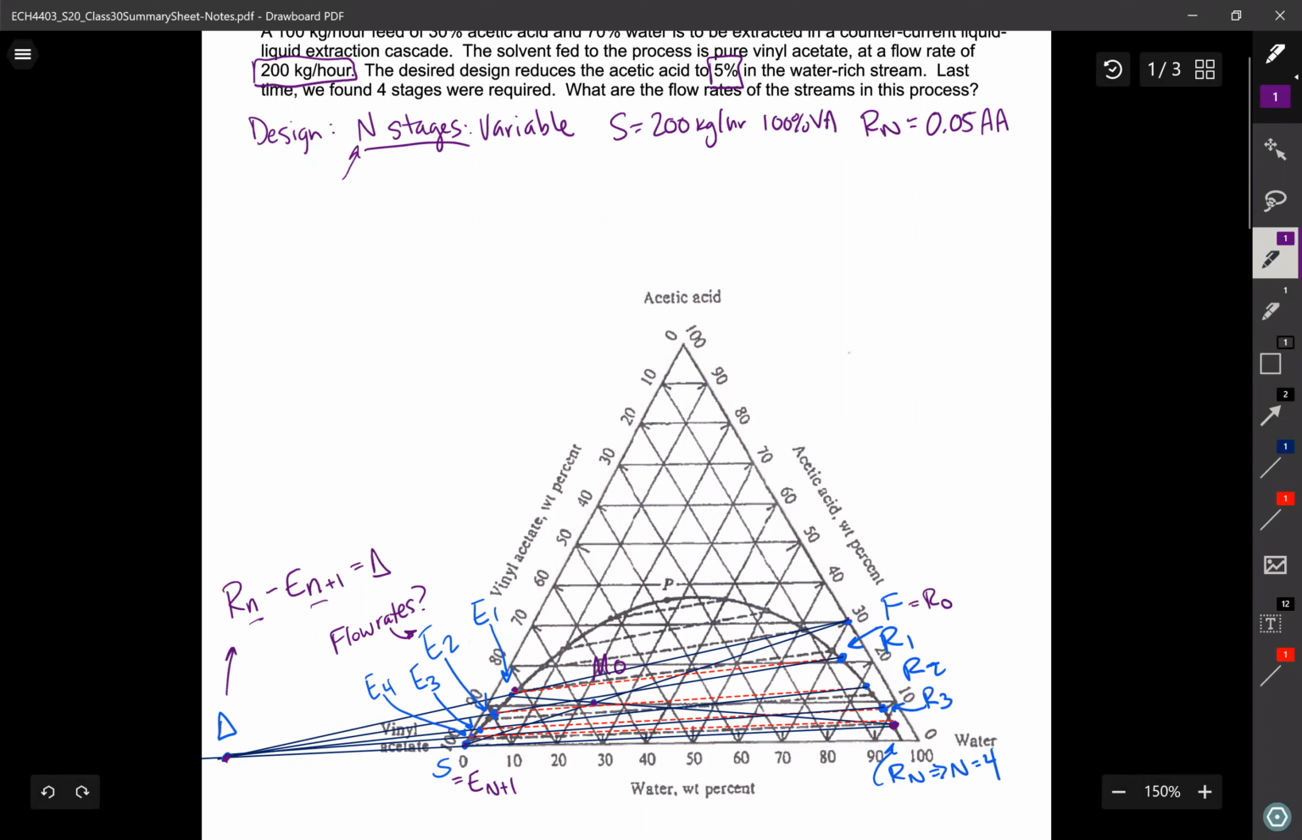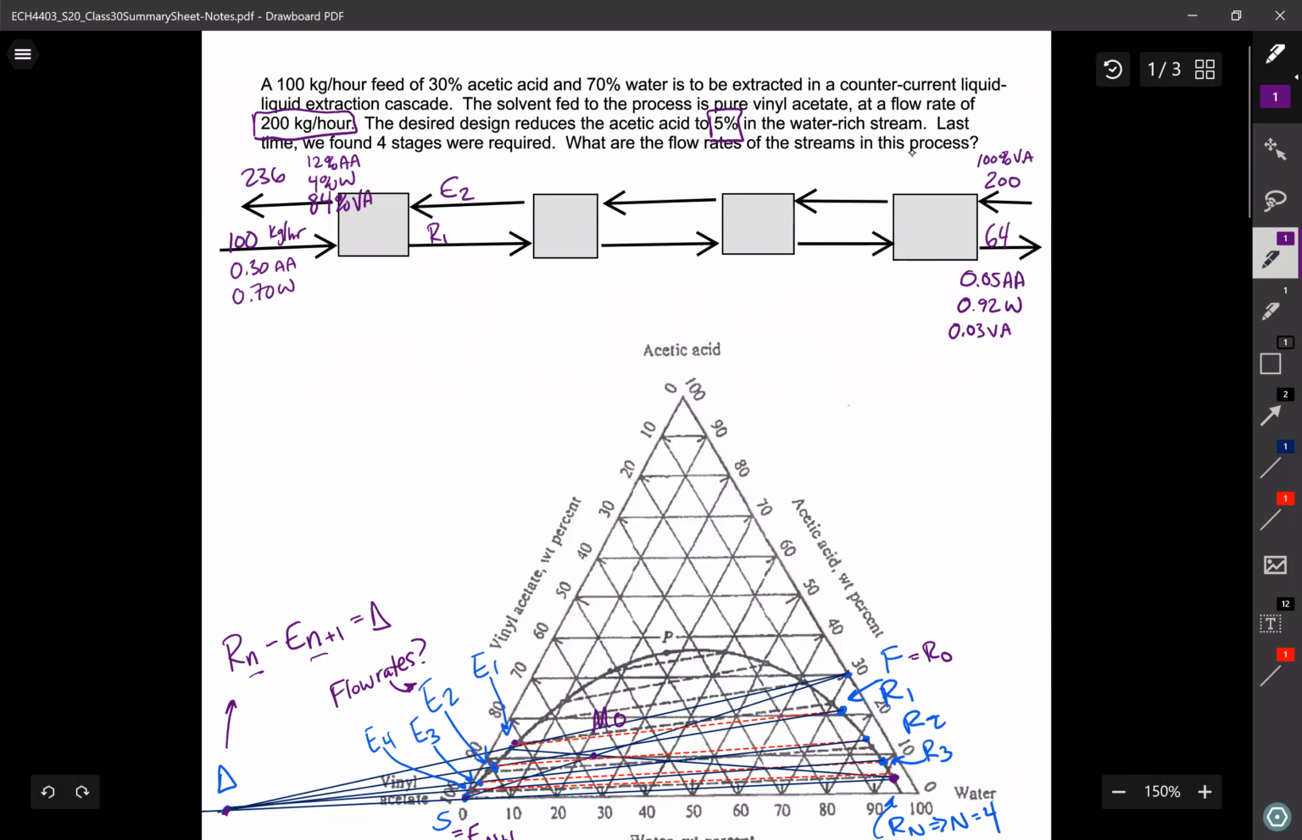So to do that, we could easily read the compositions off the diagram, but in order to figure out the flow rates, we need to do a material balance. So I'm going to draw myself a process flow diagram. Pause the video really quick, and I suggest you do the same. Just get yourself a 4-stage process flow diagram. All right, so here's the process flow diagram. This is not new information. This is all taken from last time, so go back and look at your notes if any of this looks unfamiliar.